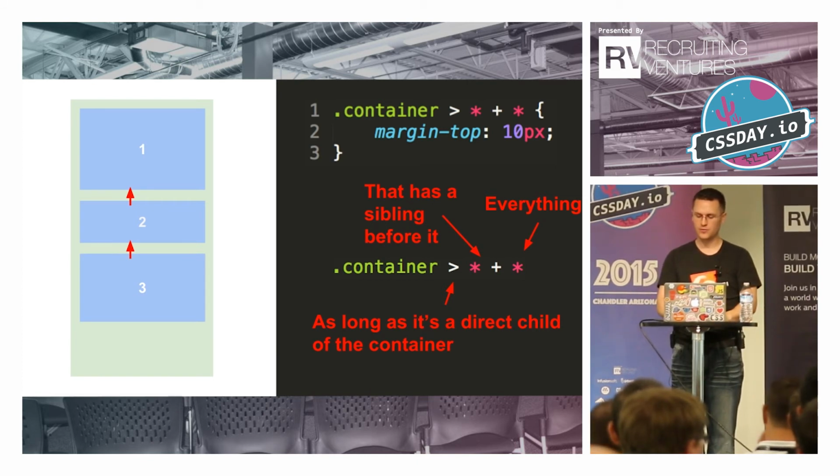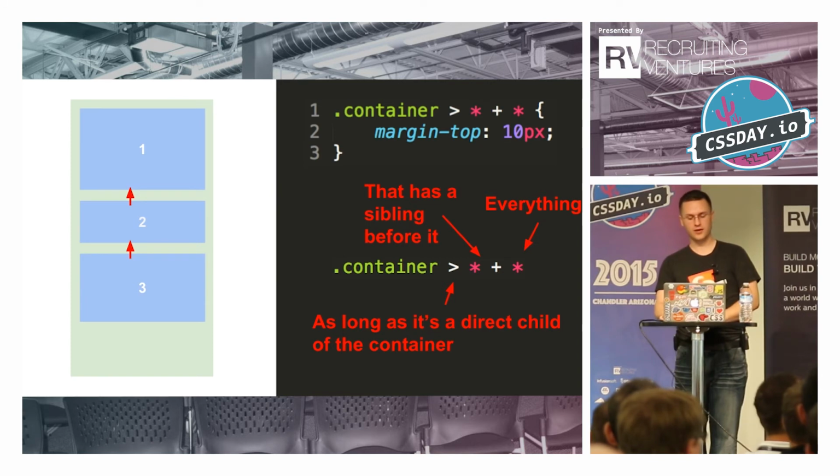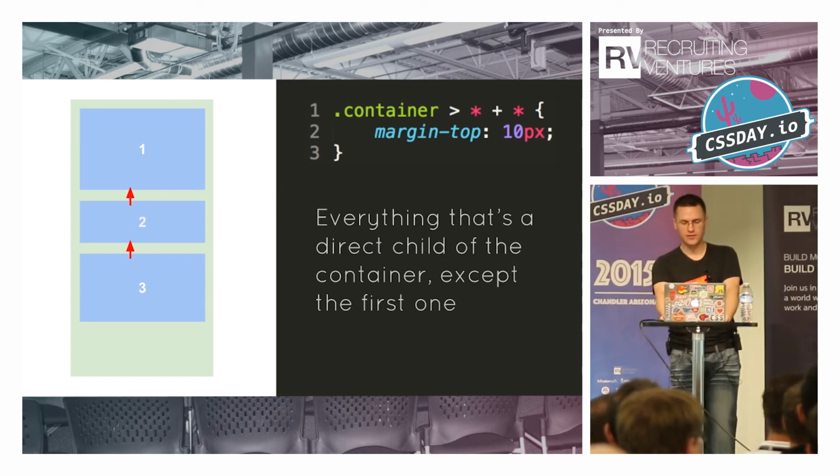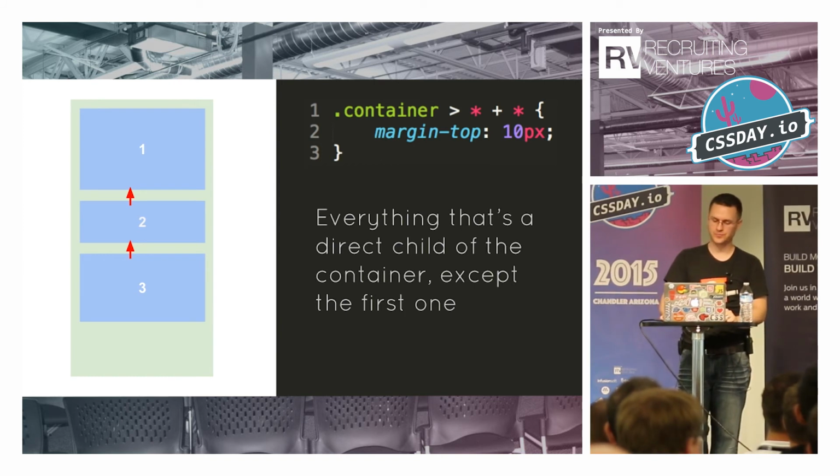But notice that with these combinators here in the middle, we're basically saying, as long as everything has something that came before it, and as long as that thing is a direct child of the container, it's actually pretty fast to use. And I've used this in production sites, and it works out pretty well. So I don't think you should be afraid of it. I know it's kind of complicated looking, but I think it's cool. All right, so there you go. Everything that is a direct child of the container except for the first one.